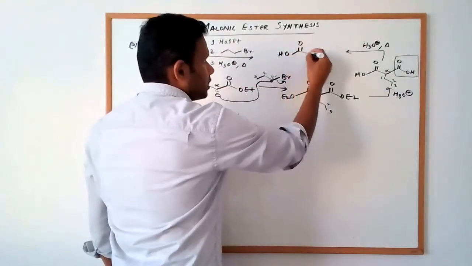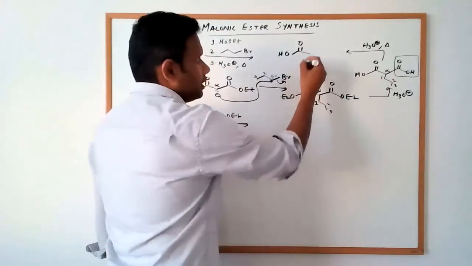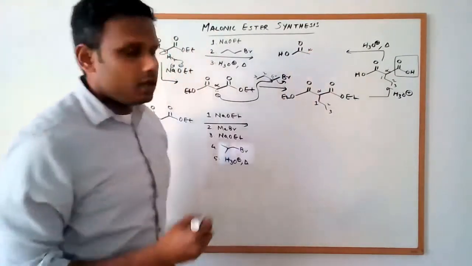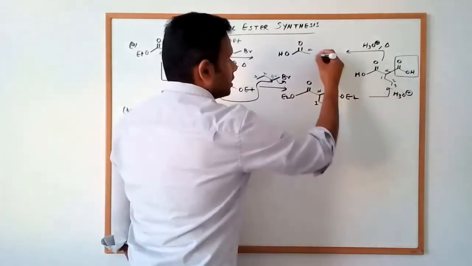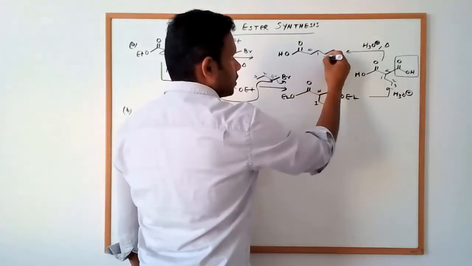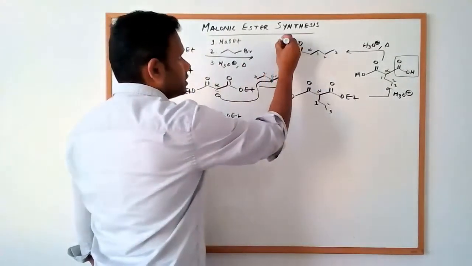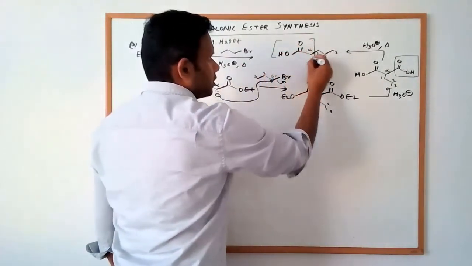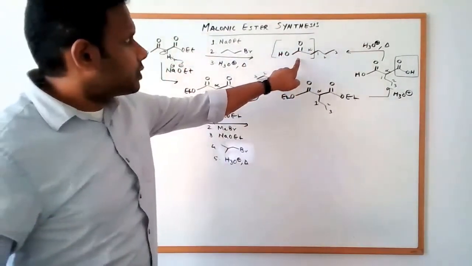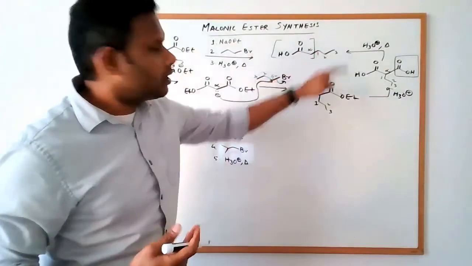So in this particular case, our product is going to be the alpha carbon plus 3 additional carbons. So 1, 2, 3. Here's 1, 2, and 3. So essentially what we made is, here's our acetic acid. So we've created an alkyl acetic acid with a 3 carbon chain.